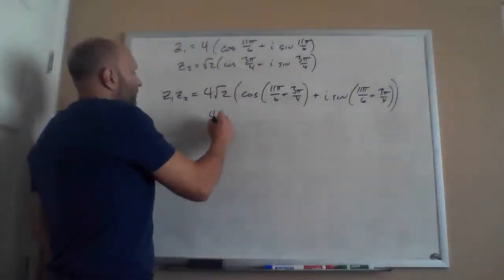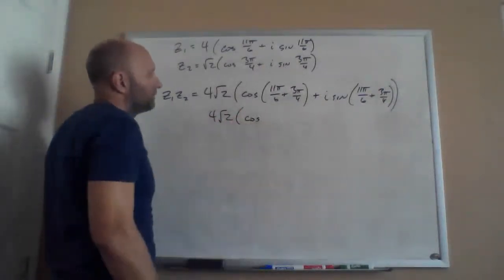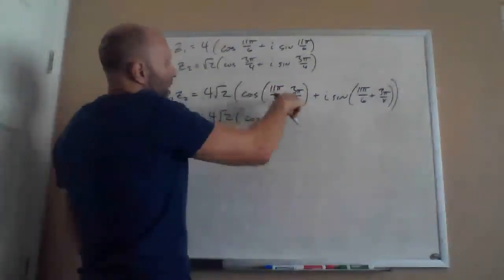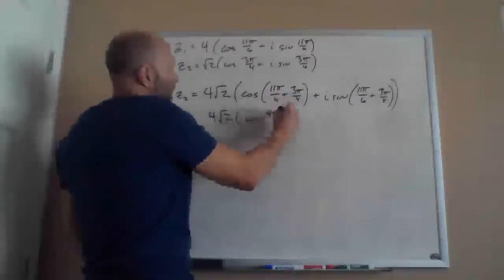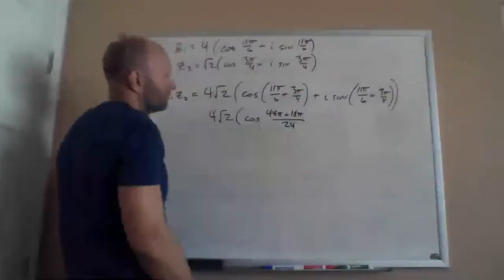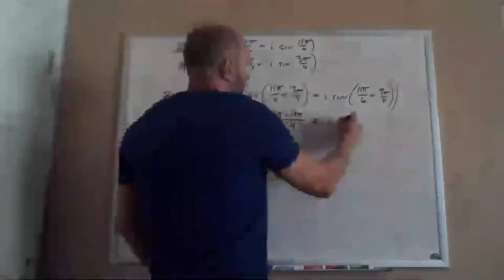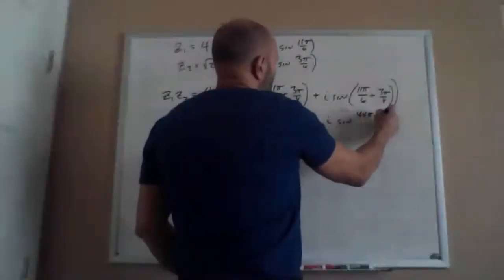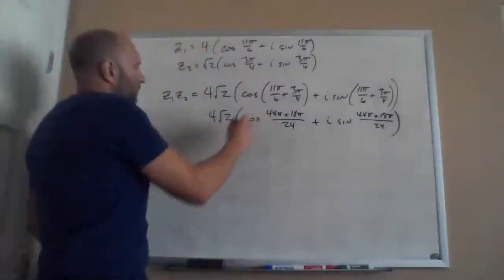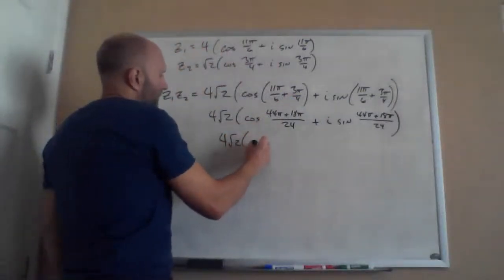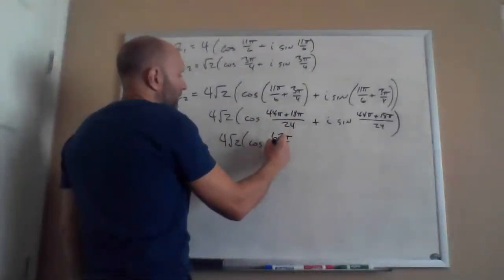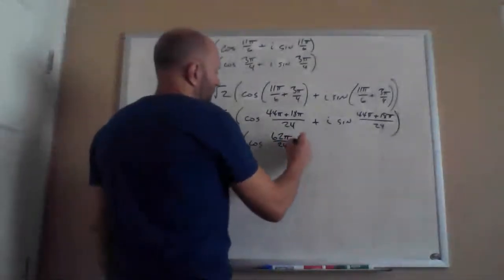So simplify this. We have 4 root 2 cosine. So now we need to add these two together. So we get what? 44 pi plus 18 pi over 24. So same thing over here, 44 pi plus 18 pi over 24. Simplify this again. So 44 plus 18 is 62. We have 62 pi over 24.